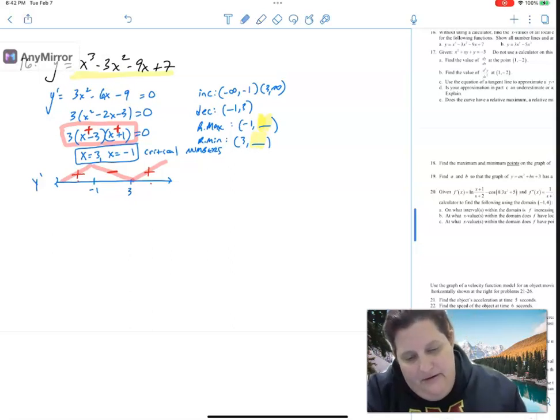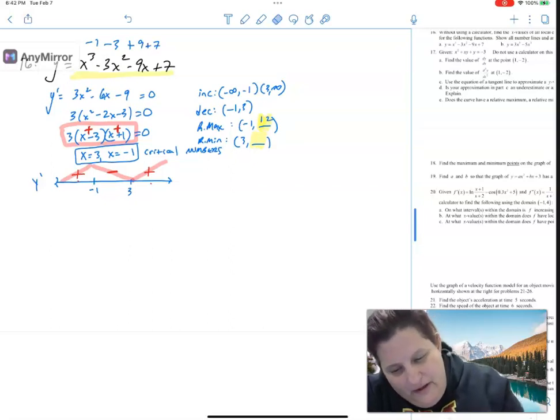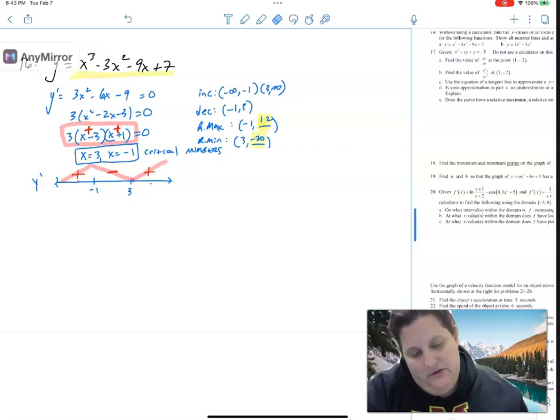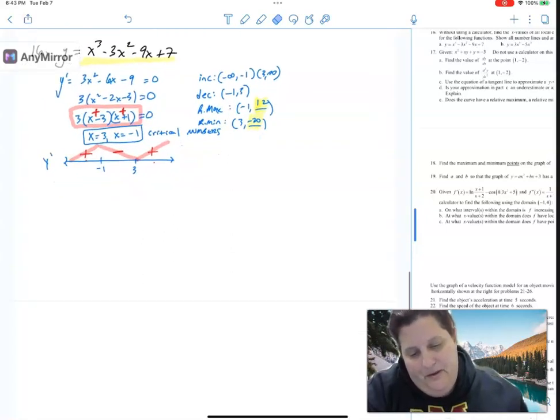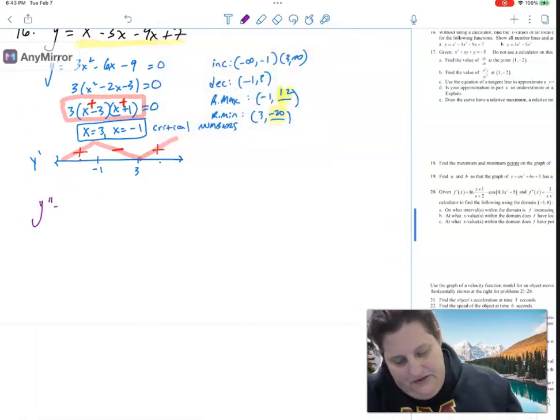Like here, if I plugged in negative 1, I get negative 1, negative 1 squared, minus 3 plus 9 plus 7. So I get 12. And if I plugged in 3, I would get 27 minus 27 minus 27 plus 7. So I get negative 20. And that you get by going back to the original. All right, sweet. Now let's do my second derivative.